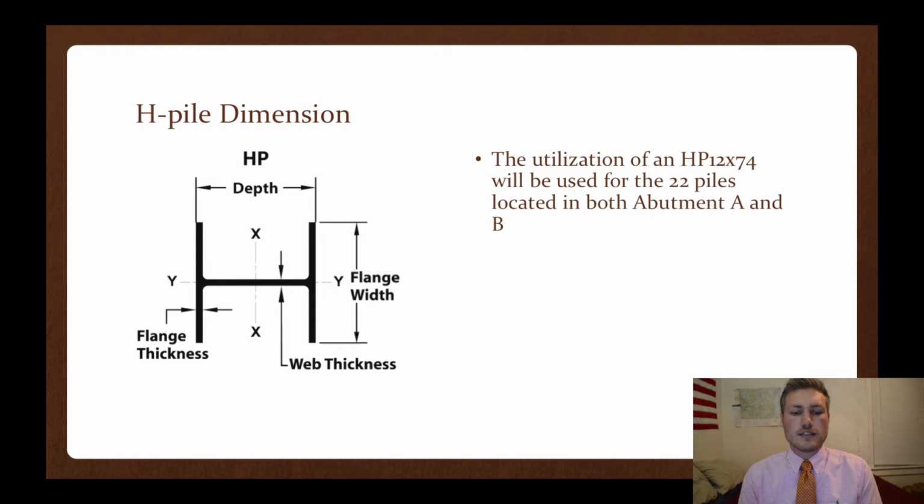VDOT does not list a specific type of H-pile that needs to be used, however it does give a 12-inch depth that does need to be met. Upon reference to the steel manual, I decided to choose an HP 12 by 74. There are a total of 22 piles located in abutment A and abutment B.